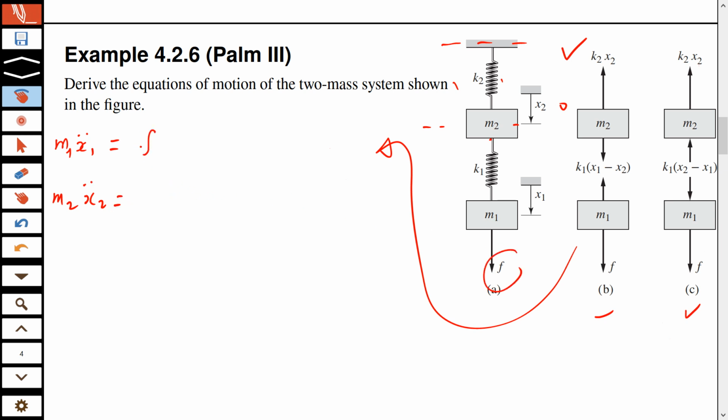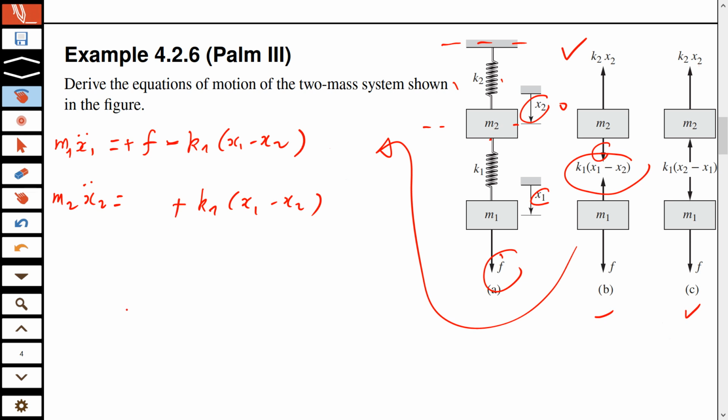M1 experiences this force, F, and because this force and the x1 are in line, so this is plus. Now, this force is against x1, so it will come with a minus sign. And for M2, this same force, which was a plus for M1, for M2, it will be a minus. No, sorry. Here it was a minus because it was against x1. But this arrow for M2 is in line with x2, so that will be a plus.